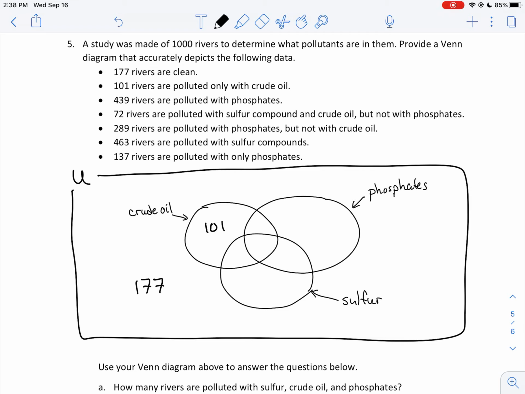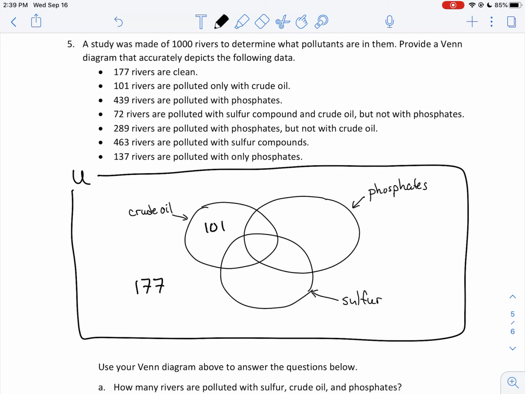493 rivers are polluted with phosphates. So that means we have 4 numbers to consider inside this phosphate circle. Right, we have this portion, this portion, this portion, that portion. We're going to get 4 numbers in there, and they have to add to 493. Let's just tuck that information away for the time being. Let's go to the next bullet, see if that can give us something conclusive.